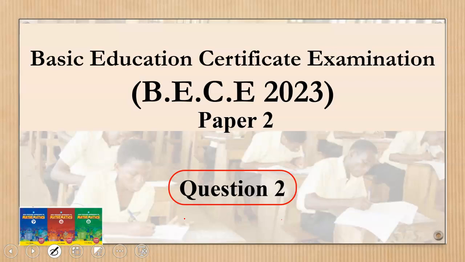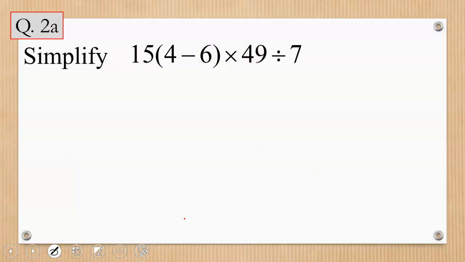Here we have 2023 paper 2, question number 2. The question that was given is that we are to simplify, that's 2a, simplify 15 into bracket 4 minus 6, close the bracket, times 49 divided by 7.